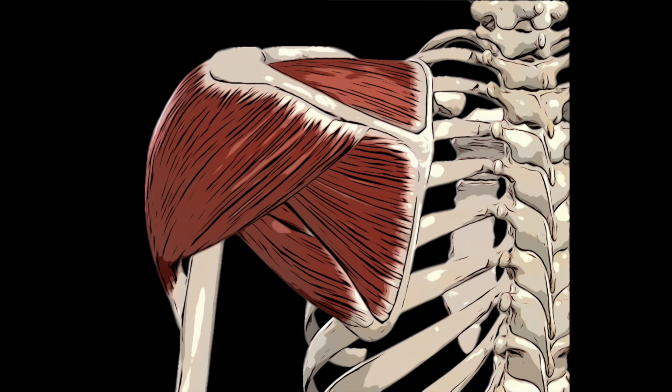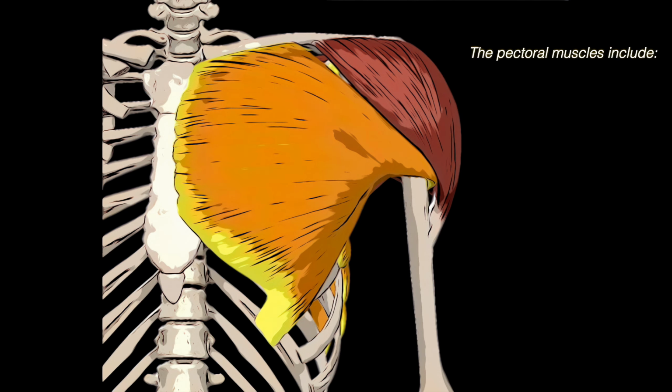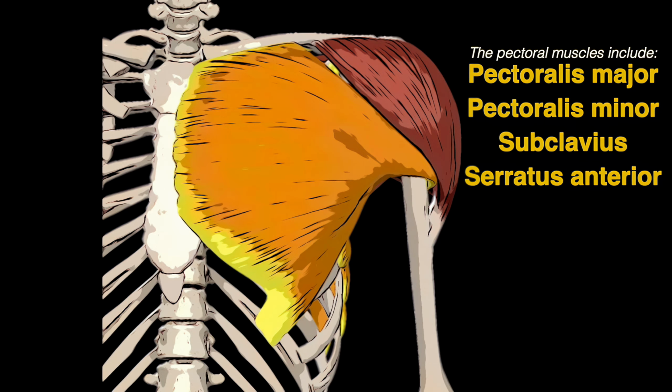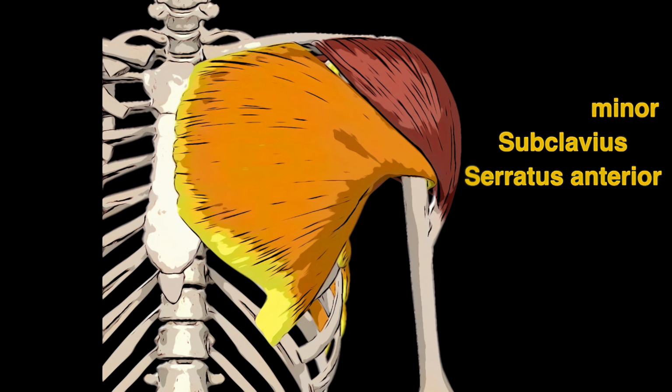Next, we will move on to the muscles of the pectoral region, which are a group of muscles of the upper limb that attach to the sternum and anterior parts of the ribs on one end, and to the scapula, clavicle, and humerus on the other. The muscles of the pectoral region consist of pectoralis major, minor, subclavius, and serratus anterior.